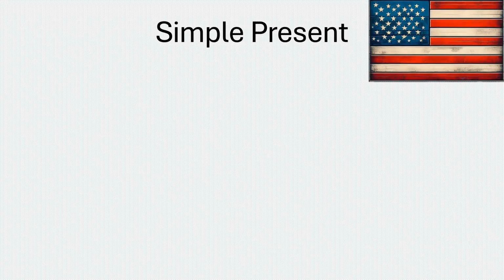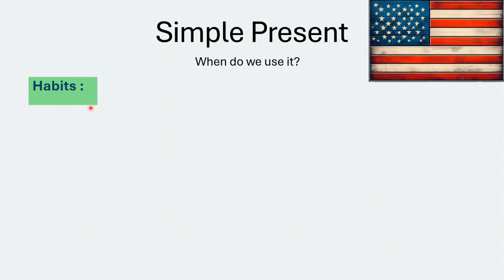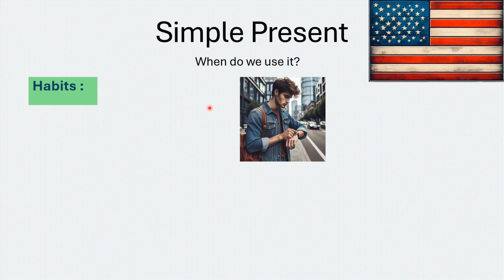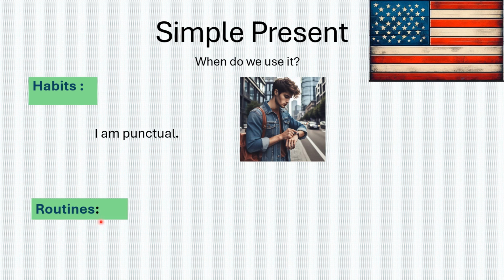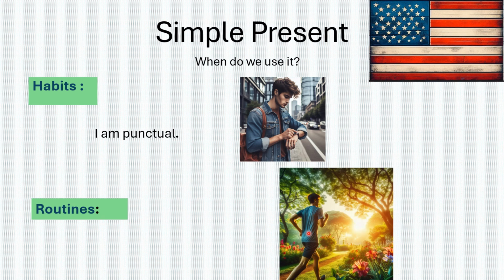This time we'll go over the simple present. The first question says, when do we use it? We use the simple present to talk about habits. For example, I'm punctual. It's also used to talk about daily routines. Here we have an example. I exercise every morning.